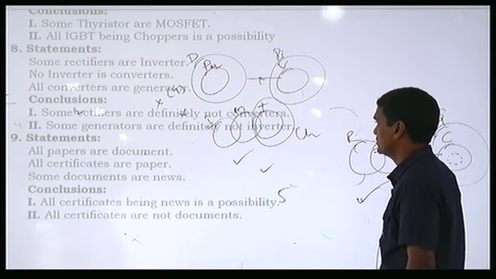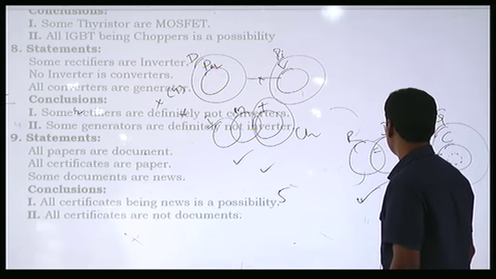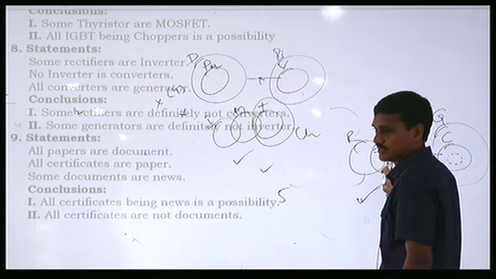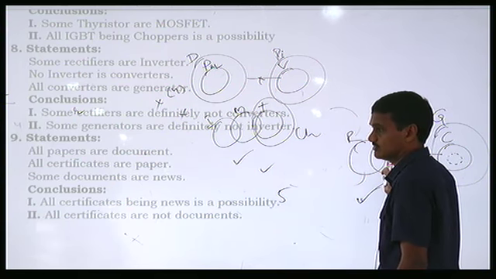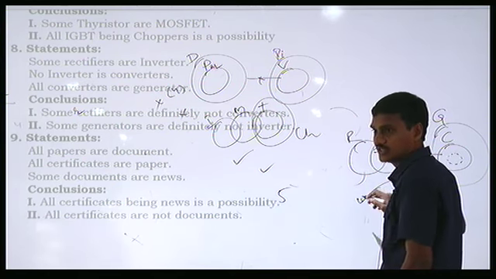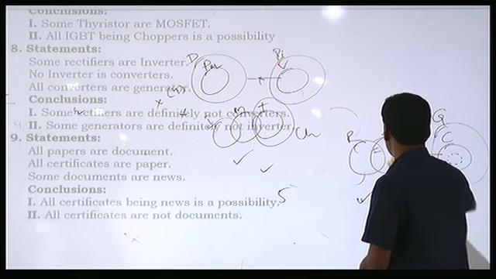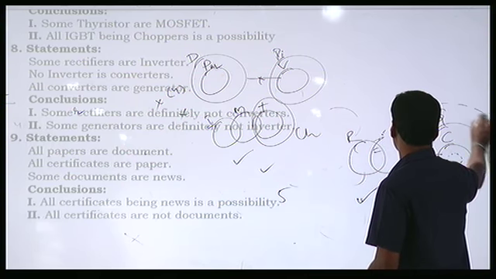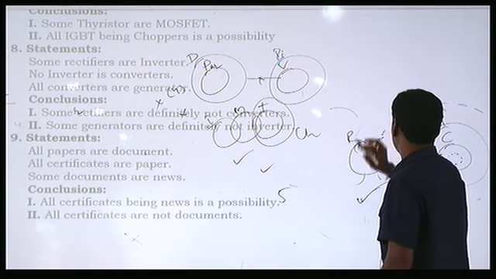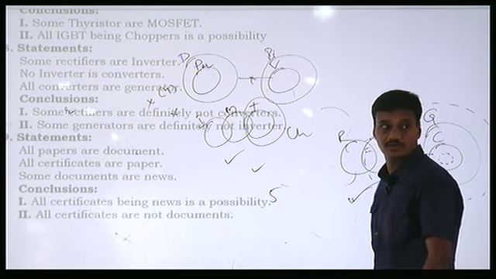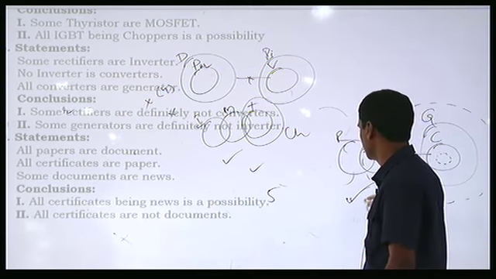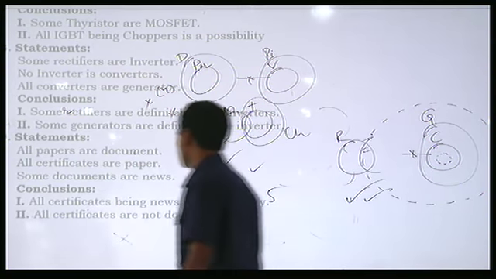Then what is the second conclusion here? Some generators are not inverters. No generator is an inverter, hence some generators are not inverters means now I should prove all generators are inverters. Is it possible? Now inverter is like this. Then in order to make this one true, my inverter should be like this, and it is not possible to draw this. Hence both the conclusions will be true forever.